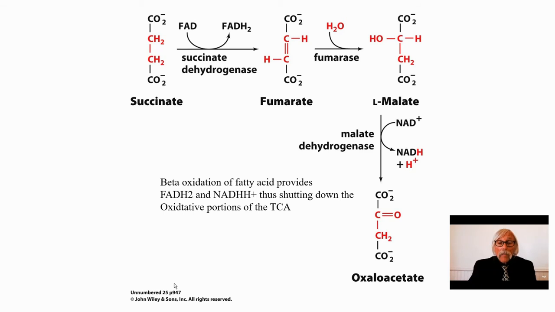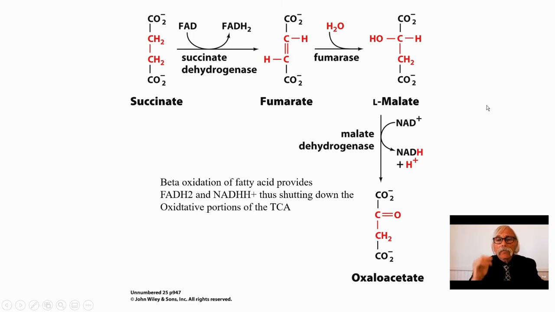Now, beta oxidation of fatty acids provides FADH and NADH. And what that will do is shut down the TCA cycle, because the TCA cycle is functioning this way. Succinate dehydrogenase is bringing in FADH. It's going to use this reaction to synthesize FADH from FAD. So it will be blocked here. Then after the fumarase reaction, malate dehydrogenase, which is of course going to be generating NADH, will be blocked because of the NADH synthesized from the beta oxidation.